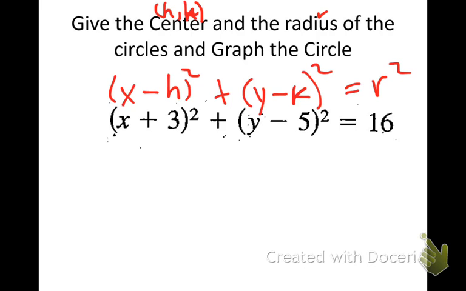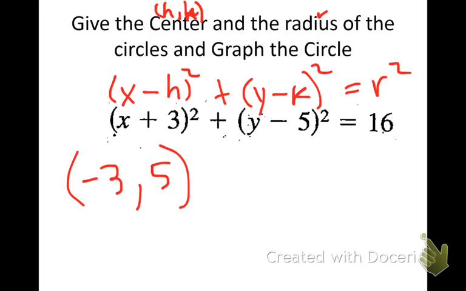Right? So what would the center of this circle be in terms of h and k? Would the h value be 3 or negative 3? Yeah, it's negative 3. If this is positive, then the center is the opposite. So it's negative 3. And then the y value would be 5. It stays as 5 because the negative signs match up. So the center is (negative 3, 5).